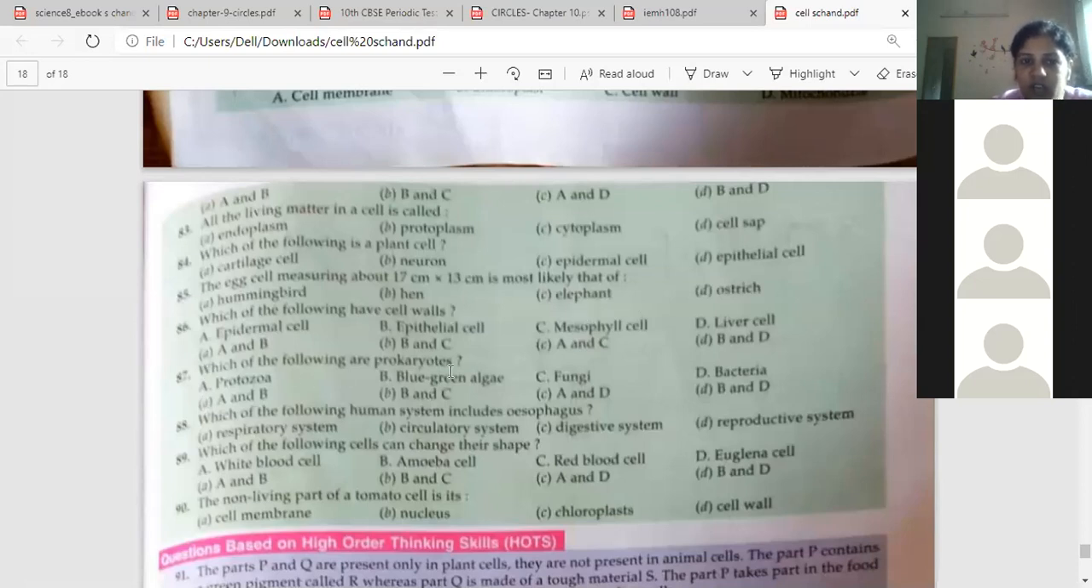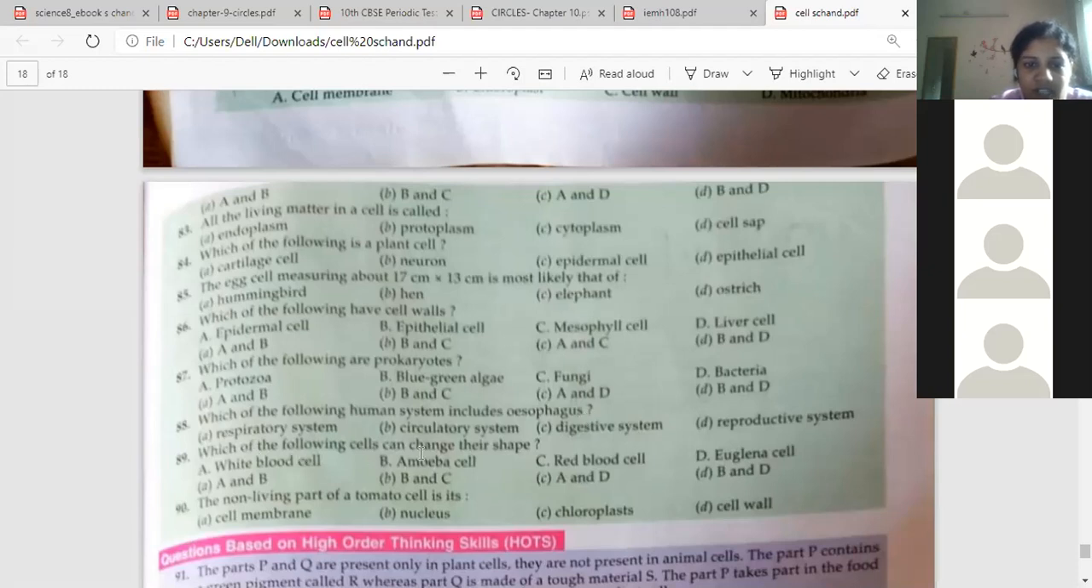Which of the following are prokaryotes? Bacteria and blue-green algae are prokaryotes. B and D are the options. Then, which of the following human systems includes the esophagus? The digestive system. You have learned this in Class 7.